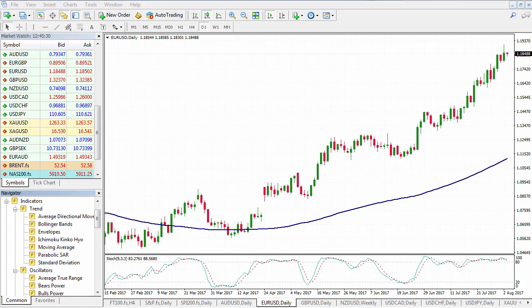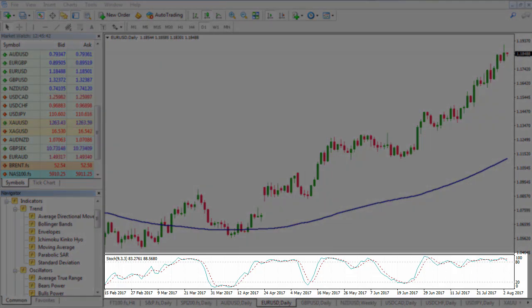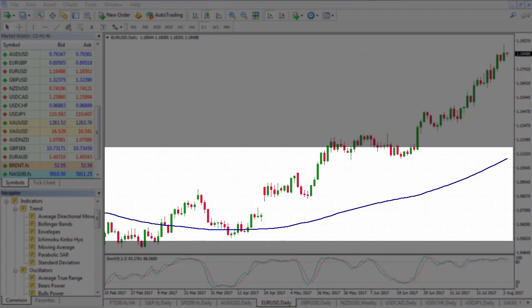Now, as you can see, I've got MT4 open currently with the euro dollar. It's just the middle of August at the moment. It's had quite a run as the US dollar weakness has really continued over the last couple of months. So as you can see on the chart at the moment, I've got a stochastics down the bottom, and I've also got a 100 period moving average.